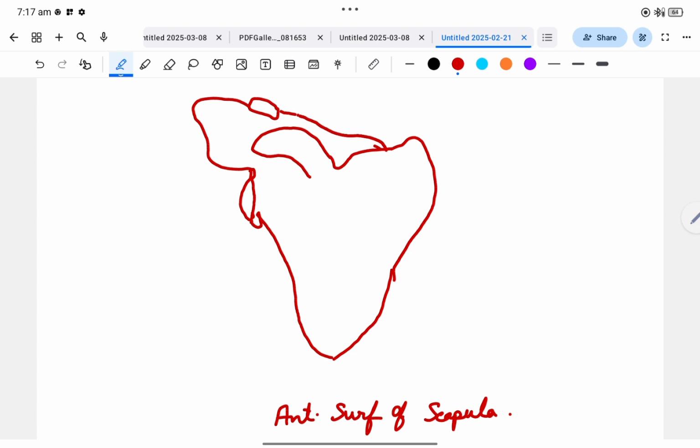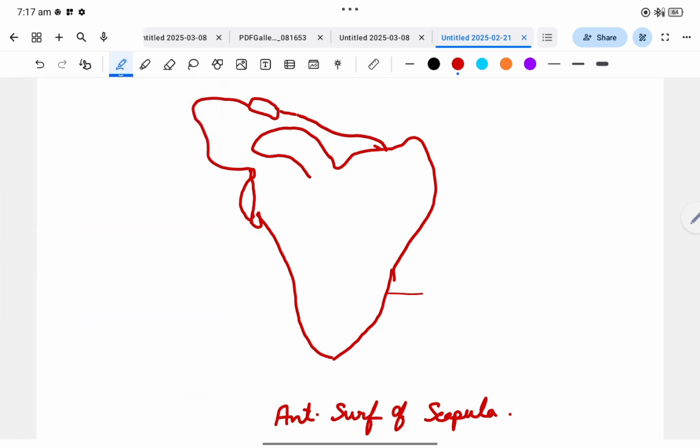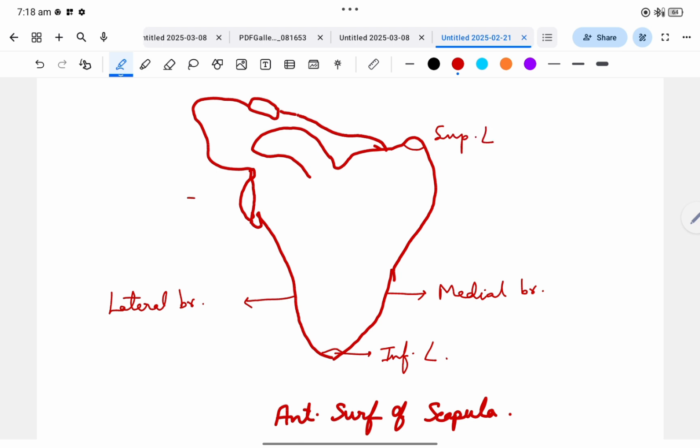Now this is the anterior surface of the scapula. Again we will see the three borders, three processes and three angles. First, this is the medial border, this is the lateral border, this angle is the inferior angle, this angle is the superior angle, this is the lateral angle, or this cavity is known as the glenoid cavity.